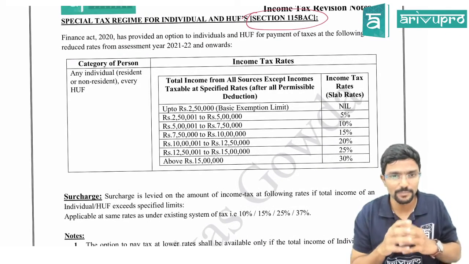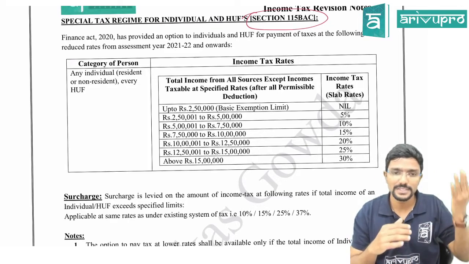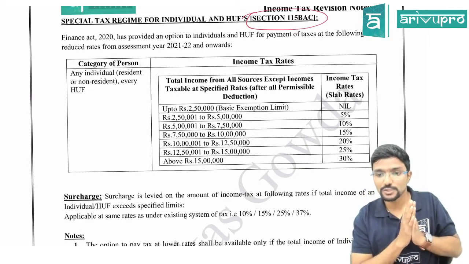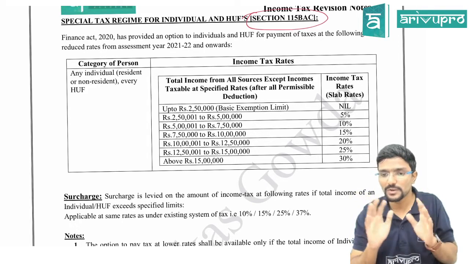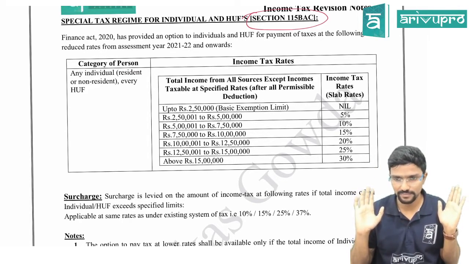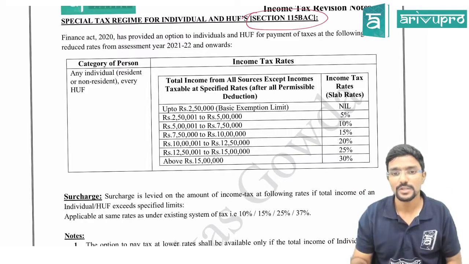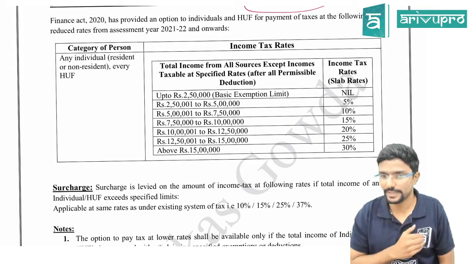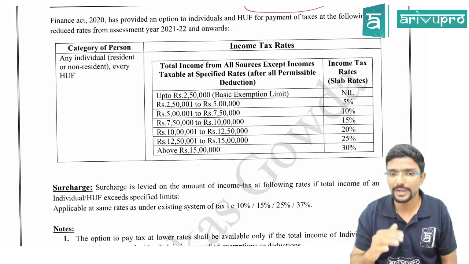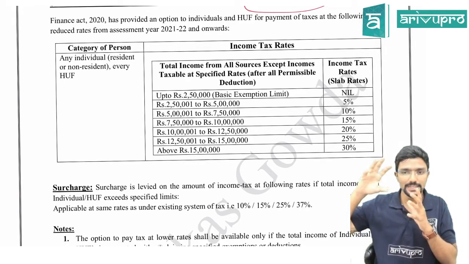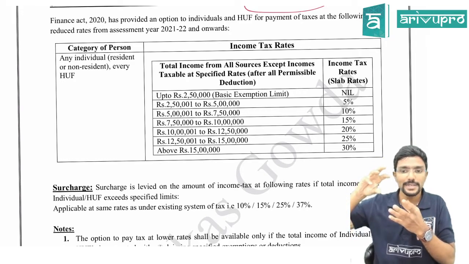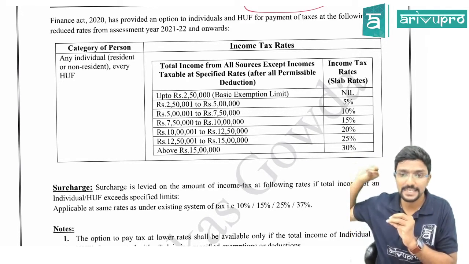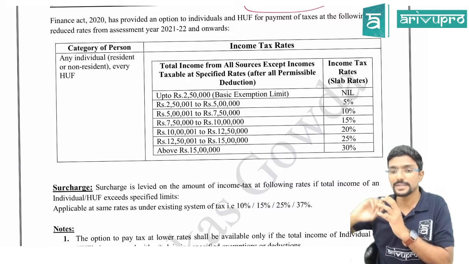For whom is it applicable? Any individual, whether resident or non-resident, and every HUF. And here, for an individual, should I see the age? There is no concept of senior citizen or super senior citizen here. For everyone, same rates. So what are those rates? Your total income is up to 2,50,000. See guys, when we are calculating these rates, total income should not include your special income, which is taxed at a special rate. We have to segregate it.